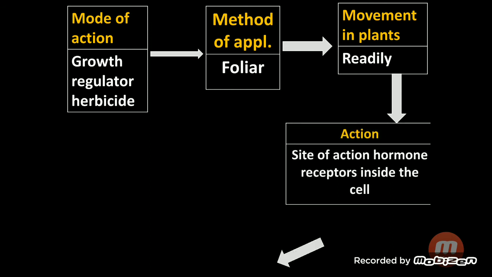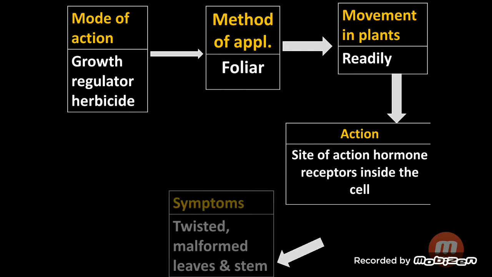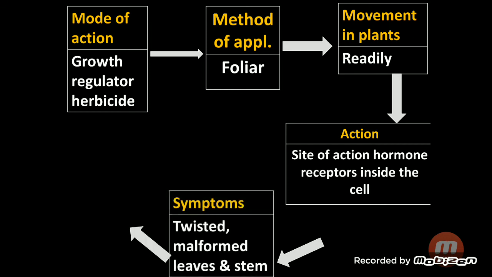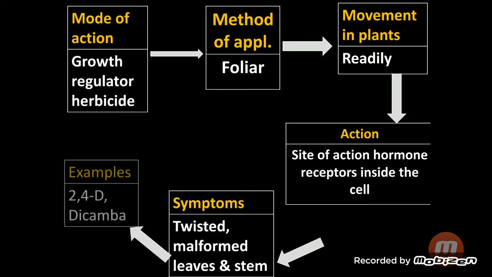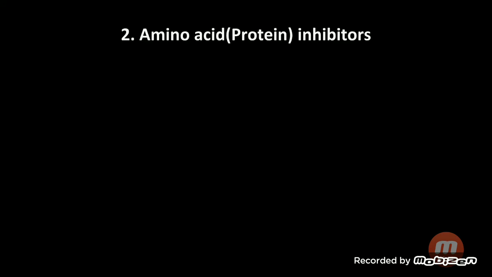The site of action is the hormone receptors inside the cell. So, the hormone receptors inside the cell receive the herbicide. They affect the normal functioning of nucleic acid. Abrupt growth of cells takes place. Twisted, malformed leaves and stems develop. The examples are 2,4-D and dicamba, popular hormone type herbicides.